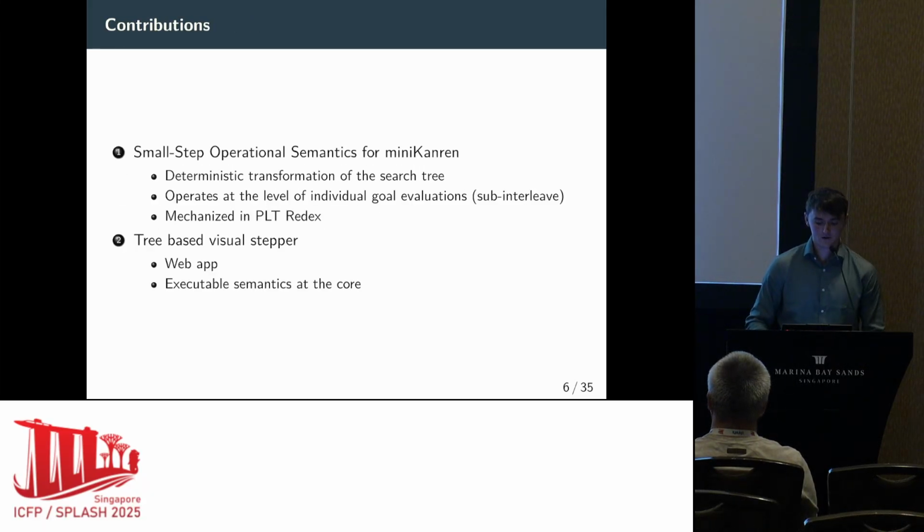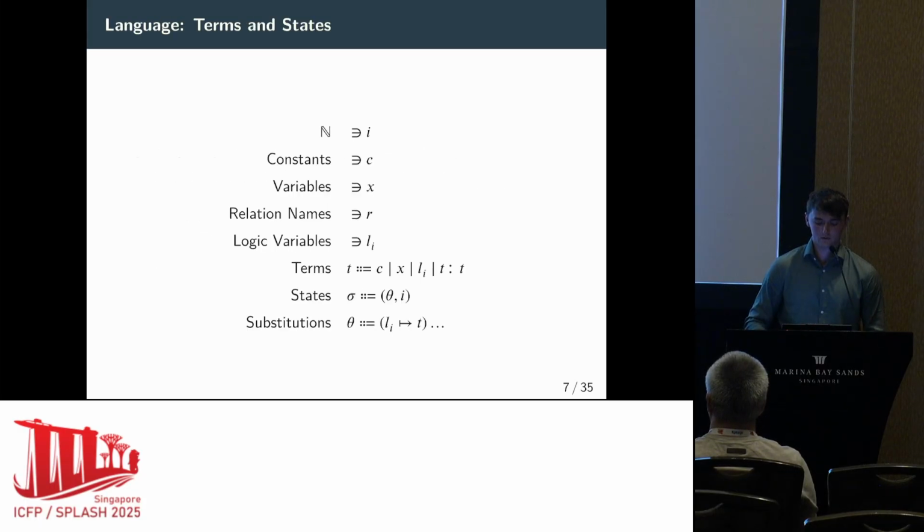So we have two contributions. The first is small-step operational semantics, which are deterministic transformations of the search tree. They operate at the level of individual goal evaluations, so we're operating below the level of the interleave, and we mechanize these semantics in PLT Redex, and with that, we also validate some properties of the semantics. Secondly, we have a tree-based visual stepper, which is a web app, so there's no need for local installation, and we use those semantics at the core.